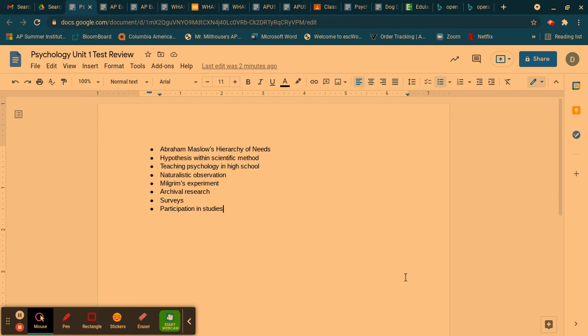Secondly, what is a hypothesis? Psychologists, of course, are working within the scientific method. And so a hypothesis is a proposed explanation, and it's something that's testable. So it's something that you're proposing: this is what I think is going to happen, and it has to be something that you can also test. That's very important.